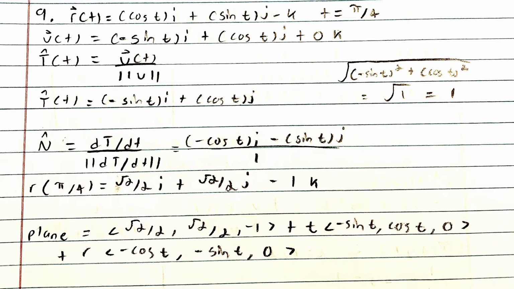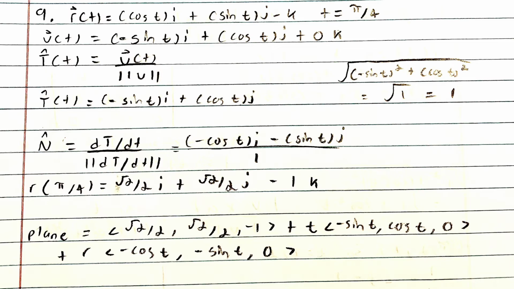And for a plane, we need 3 things. You need an initial point and 2 vectors. Now that we found these 2 vectors, we need to find an initial point. We aren't given an initial point, but we are given a time. So plugging in pi over 4 into the original equation is going to give you root 2 over 2 i plus root 2 over 2 j minus 1k. And this will be the initial point for our plane.